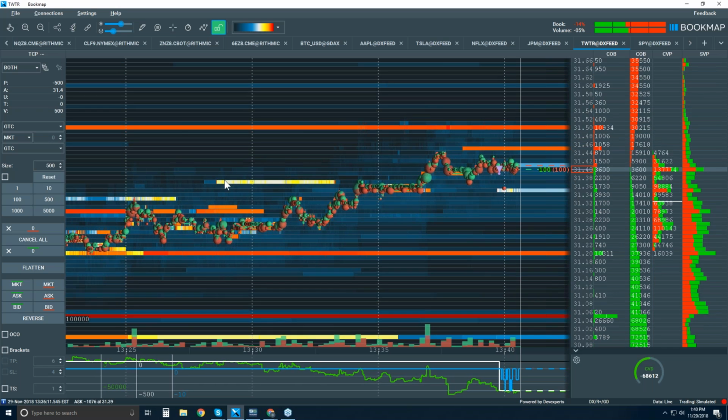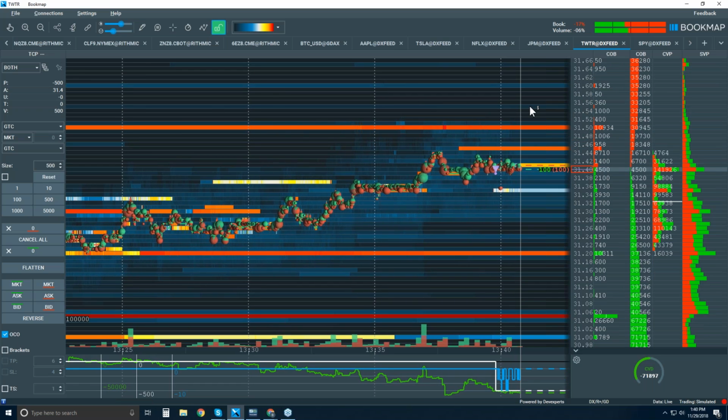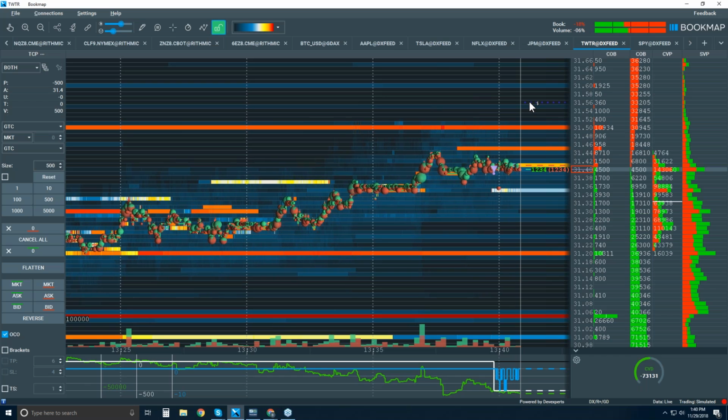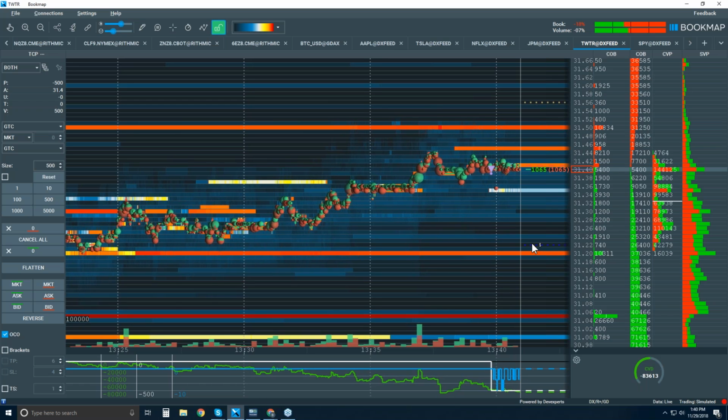All right, and this is the way I'm going to set my stop losses with the OCO order here. Okay, so I'm a seller here, so I want to be a buyer up above, and I'll set that up here. And then I also want to be a buyer down here, and I'm going to front run these 10,000 shares down here, okay, by a couple of cents.